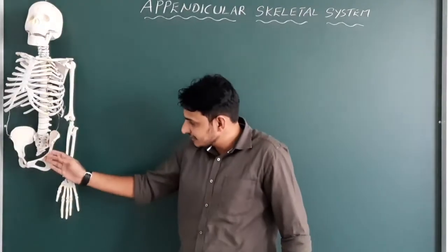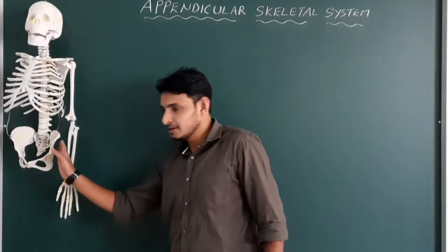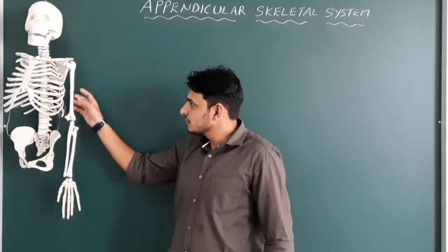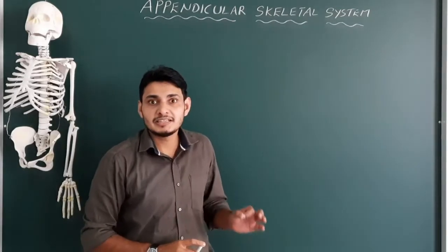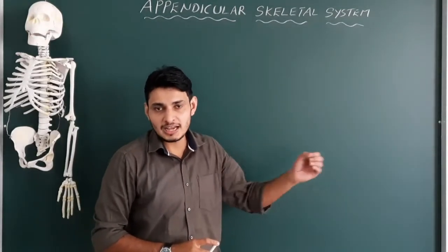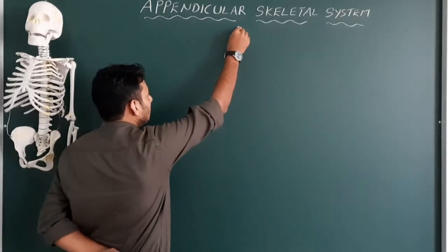Which actually connects the limb bones, particularly the hind limbs here by the pelvic girdle and the forelimbs by the pectoral girdle. And we are going to talk about the bones present in the limbs, that is in our arms as well as in legs. So first we write the components.